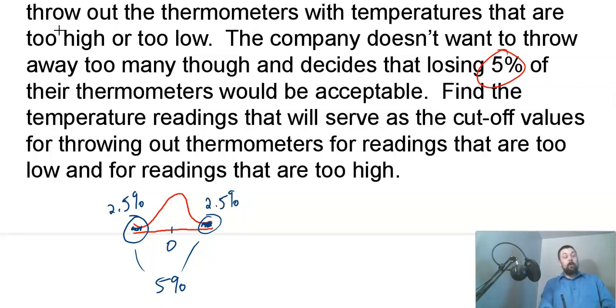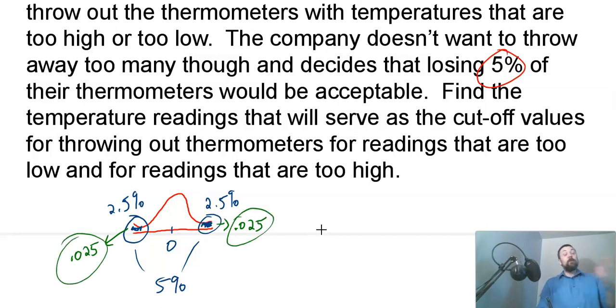Right. Now, for plugging that into inverse norm, we have to convert the percent into a decimal. And so that means this area is going to be 0.025. So we have 0.025 as an area in the left tail. I don't know why I do my arrows backwards like that. And we're going to have 0.025 as an area in the right tail and the left tail.